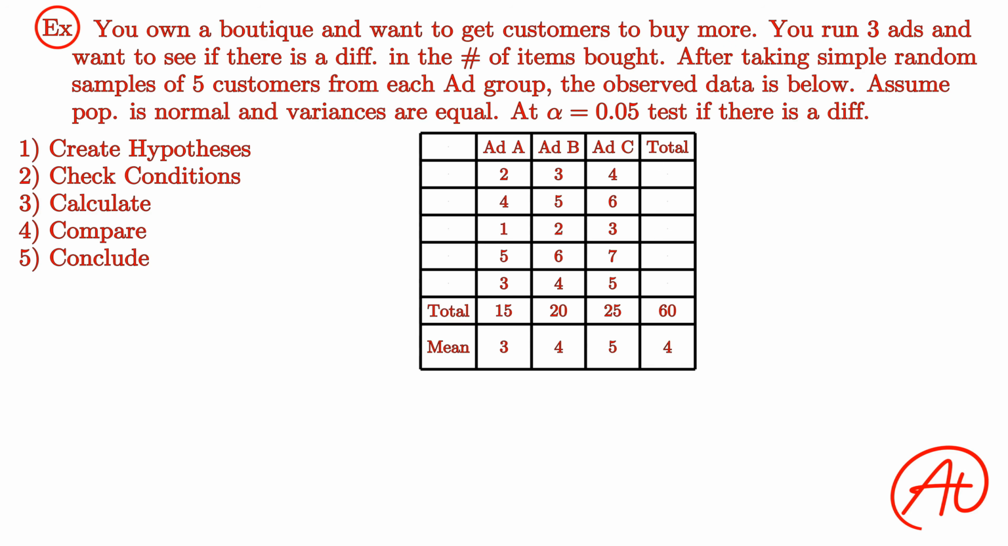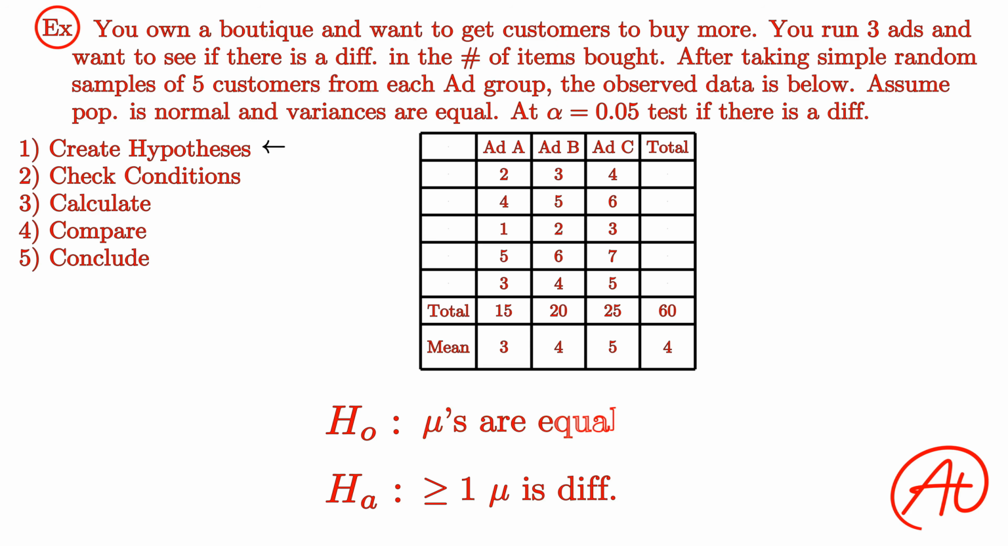Okay, now that we have that, let's jump into our 5-step process with creating our null and alternative hypotheses. As always, I like to start with our alternative hypothesis. Our alternative hypothesis, H sub A, is whatever we're testing about the population to see if something's going on. So for our problem, we're testing to see whether our different ads affected the average number of items bought by customers. So we can say our alternative hypothesis is something like at least one mean is different. Then our null hypothesis is always just the opposite of this, which makes our null hypothesis H sub 0 that all the means are equal.